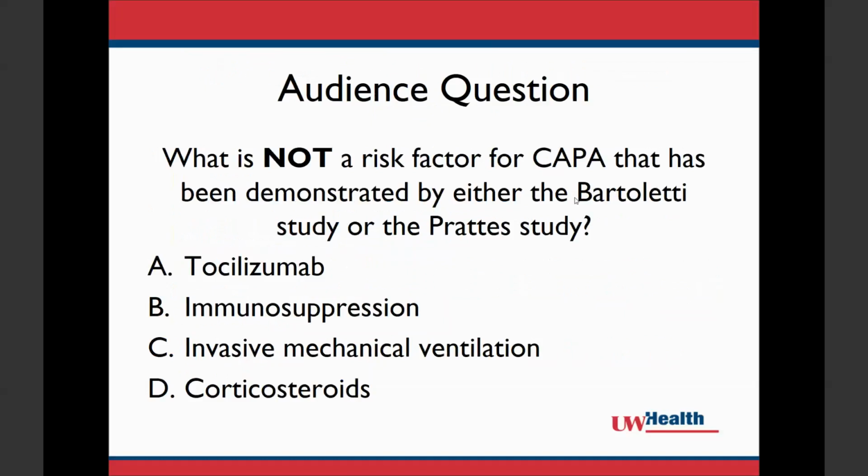So another question for you guys. What was not a risk factor for COVID-associated pulmonary aspergillosis that was demonstrated by either the Bartoletti study or the Pratt study? Tocilizumab, immunosuppression, invasive mechanical ventilation, or corticosteroids? Okay, so I'm seeing Cs, and actually, so the answer, so what is not a risk factor that was demonstrated? So actually, the ones that were demonstrated, oops, wrong.